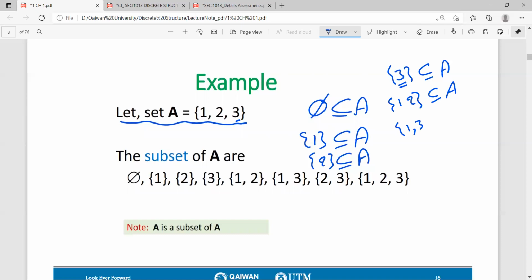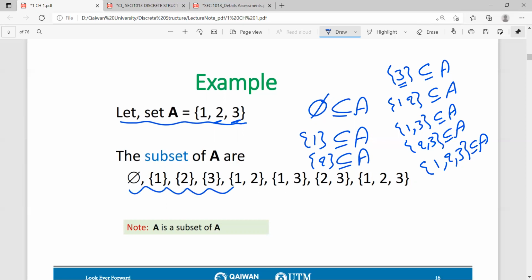How about 1 and 3? Yes, we can. We say 1 and 3 are both found in A. So you say 1 and 3 is a subset of A. How about 2 and 3? 2 and 3 is also. We can find 2 and also you can find 3 in set A. That's why we say 2 and 3 is a subset of A. How about 1, 2, and 3? Can I say this is a subset of A? Yes, we can, because we can find all elements of this set in A.